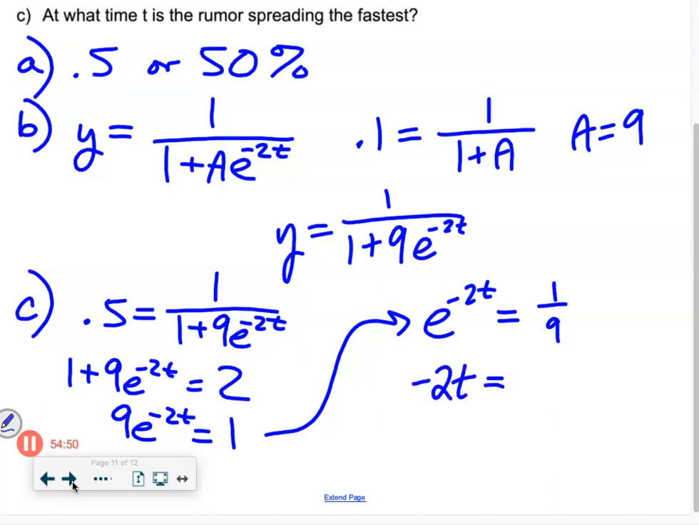What do I have to do to both sides? ln 1/9. t is now negative 1/2 ln of 1/9. I have a question. Is this time value negative or positive? Positive. It's positive, but there's a negative in front. ln 1/9 is negative because 1/9 is less than 1.